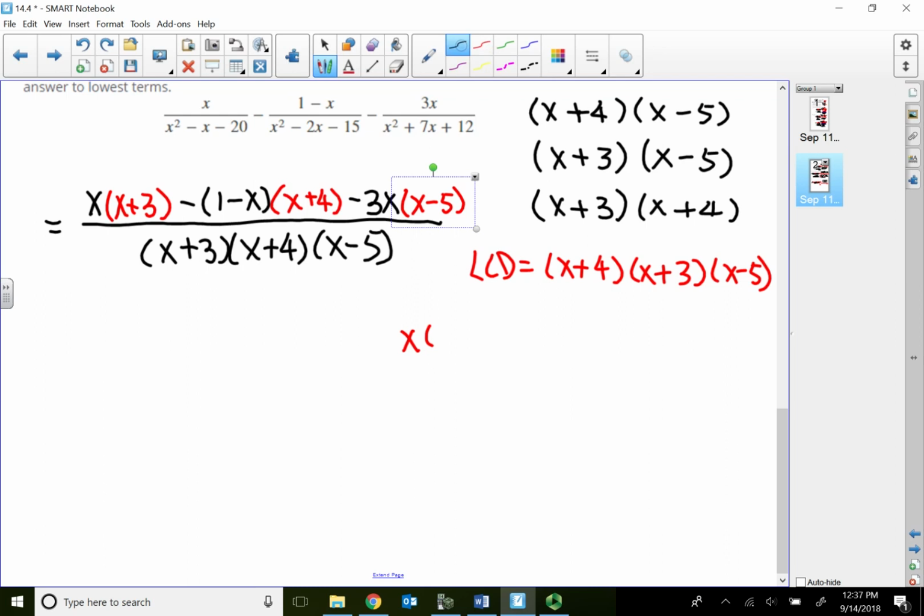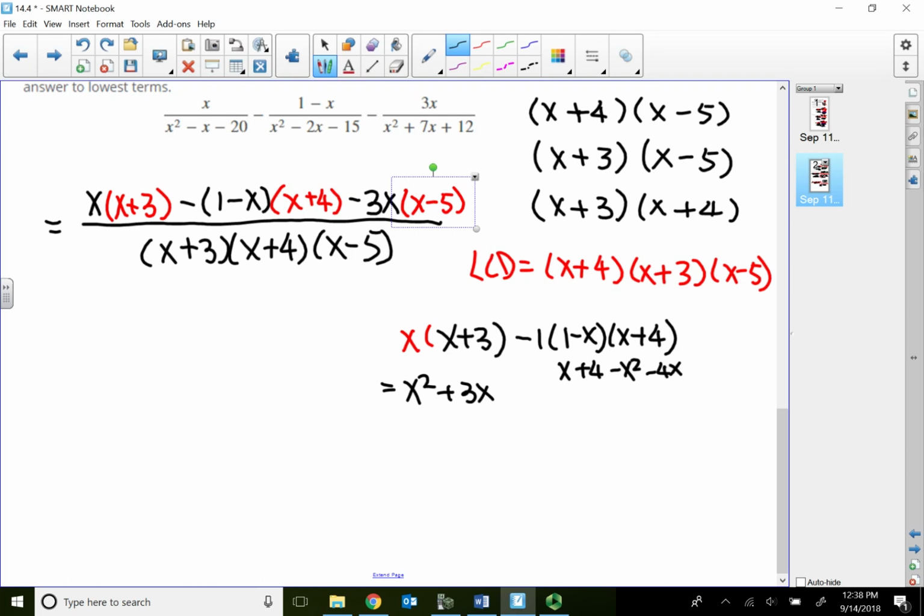X times x plus 3 is my first term. So if I do a distribution, it's x squared plus 3x. My second term is negative 1 times 1 minus x times x plus 4. So once I do my FOIL method, all three terms have to be multiplied by negative 1. So I'm going to do it right below here. 1 times x is 1x. 1 times positive 4 is positive 4. Negative x squared and negative 4x.